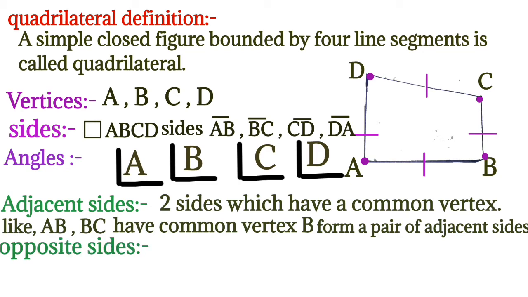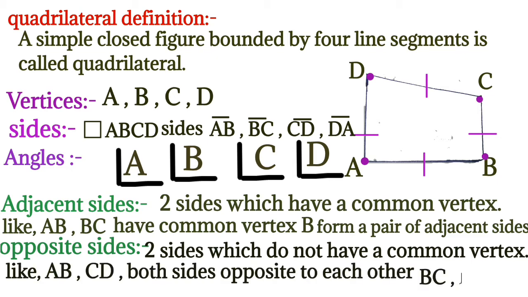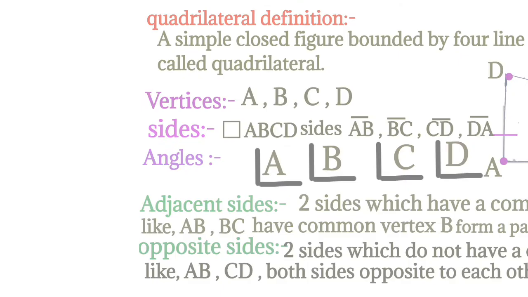Coming to the next, opposite sides. In a quadrilateral ABCD, AB and CD make one pair of opposite sides. It means AB is opposite to CD and BC is opposite to AD, which don't have a common vertex. These sides are opposite to each other.